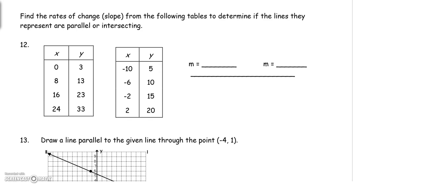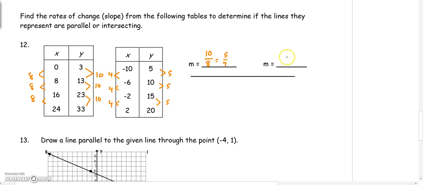In number 12, we're going to find if our lines are parallel given a table. So the first thing I need to do in number 12 is find the slope of both tables. So in the first table, my y's are changing by 10, and my x's are changing by 8. So my slope is 10 over 8, which reduces to 5/4. In my second table, y is changing by 5, and x is changing by 4. So my slope is 5/4. Because the slope is the same, this means that the lines are parallel.